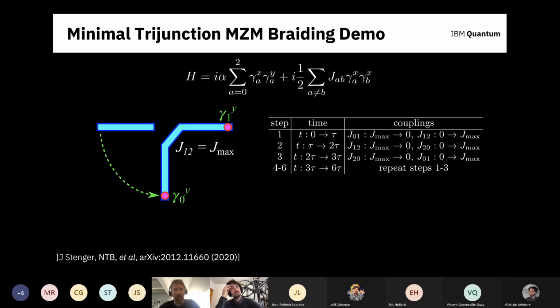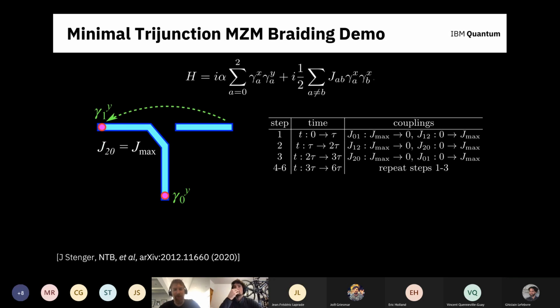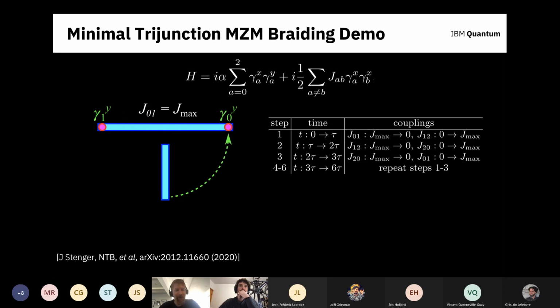So now that J12 is equal to J max, we're in this configuration. I can do the next step, which is to take that J12 and drop it to 0 and bring J20 up. And what that will do is move the Majorana from the right to the left. And then as I go back, I can now get back to the original position where J01 is equal to J max, but you'll notice that the Majoranas are not back to their original positions. They're opposite of each other.